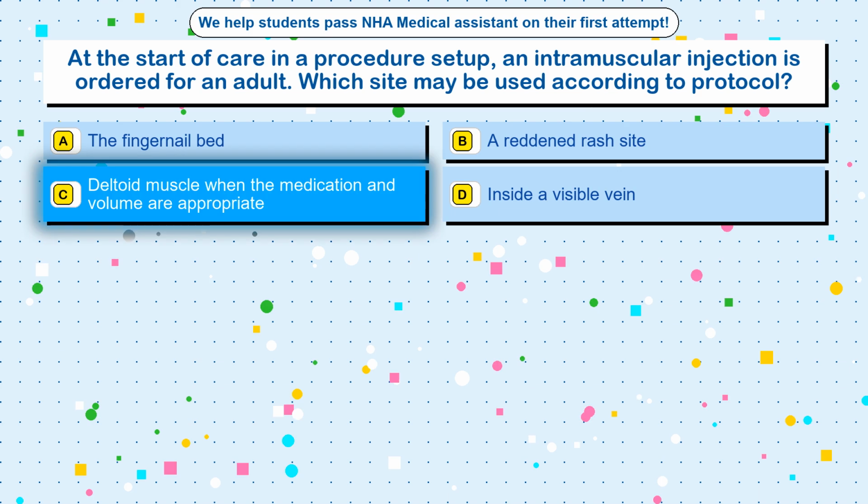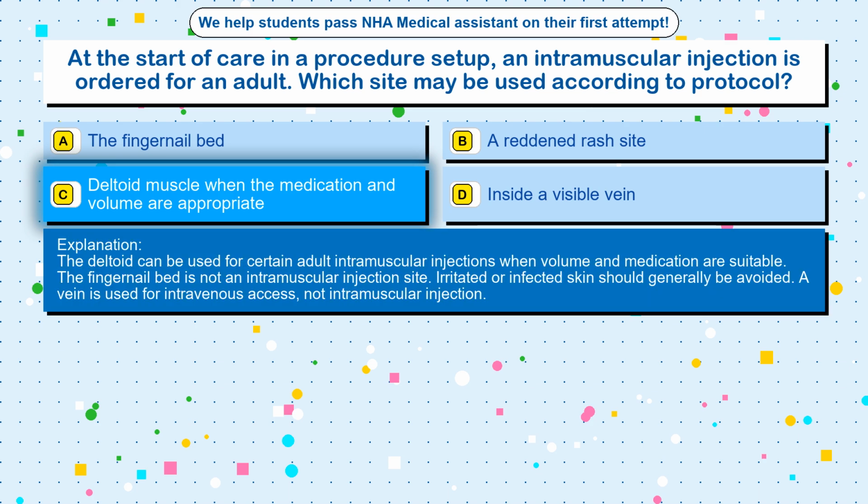The correct answer is option C. Deltoid muscle when the medication and volume are appropriate. The deltoid can be used for certain adult intramuscular injections when volume and medication are suitable. The fingernail bed is not an intramuscular injection site. Irritated or infected skin should generally be avoided. A vein is used for intravenous access, not intramuscular injection.